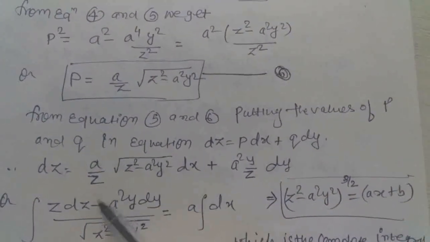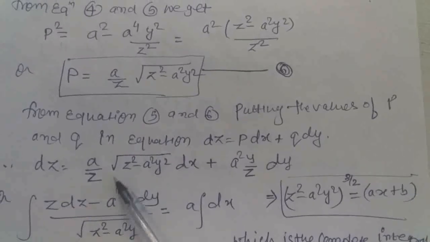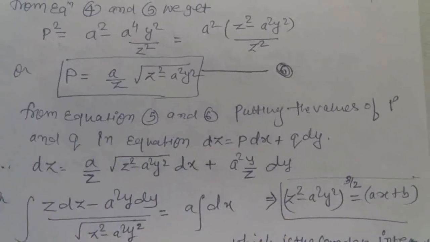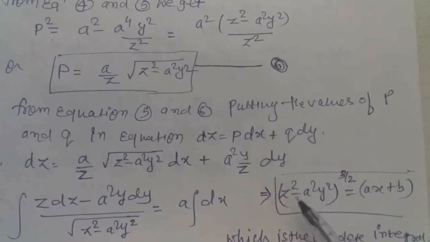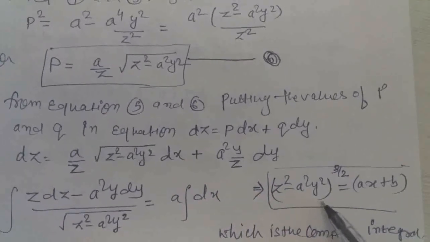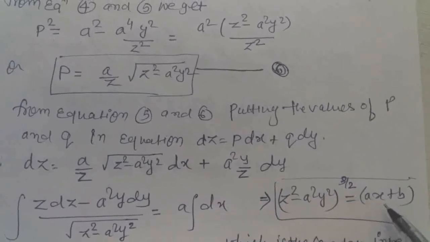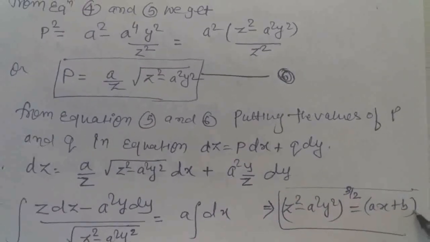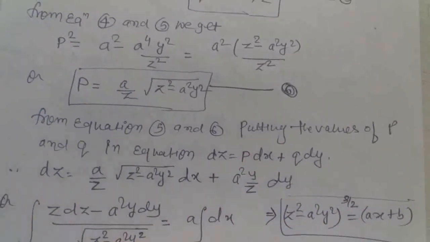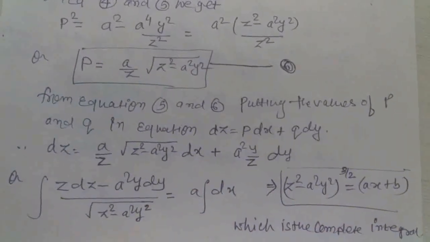So we get t dt by t, t cancels, and therefore the integration of dt is t, and the value of t is z square minus a square y square whole power 3 by 2 equal to ax plus b. So this is the complete integral of the given equation.